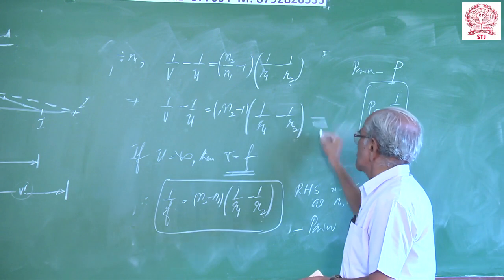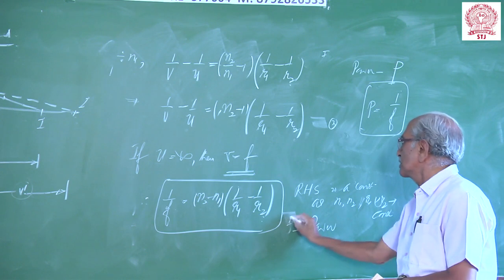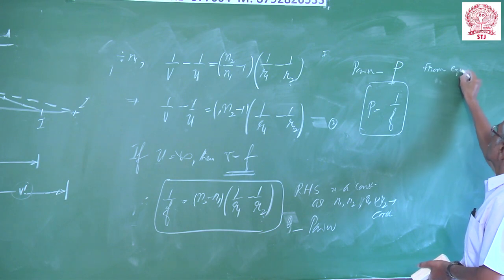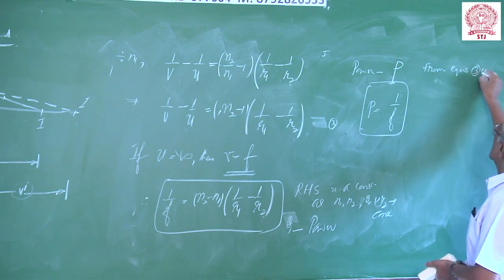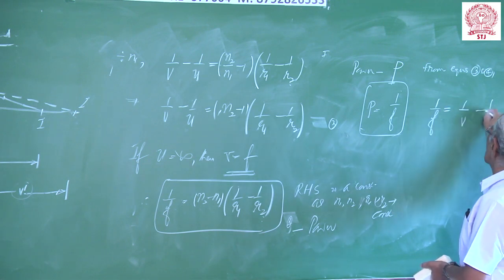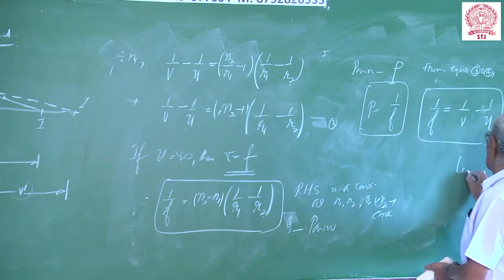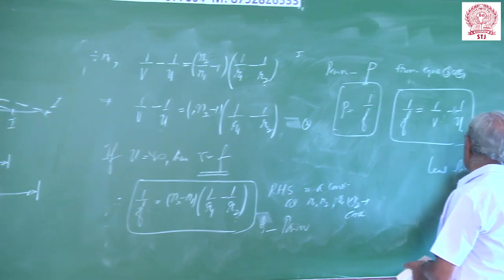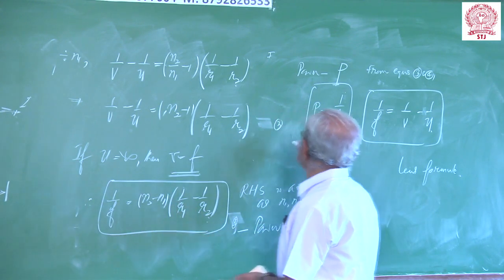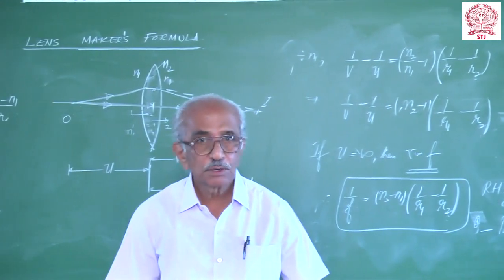Now compare these two equations. Let us say this is equation 3, this is equation 4. From equations 3 and 4, we have 1 over f equal to 1 over V minus 1 over U. Now this is what is called the lens formula. So we have several important relations here: the lens maker's formula and the lens formula. So we'll stop here and continue next time.